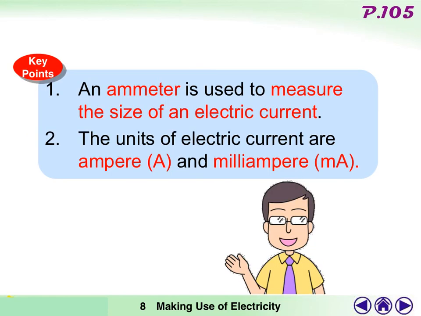Here is the summary. An ammeter is used to measure the size of an electric current. The units of electric current are ampere, A, and milliampere, mA.